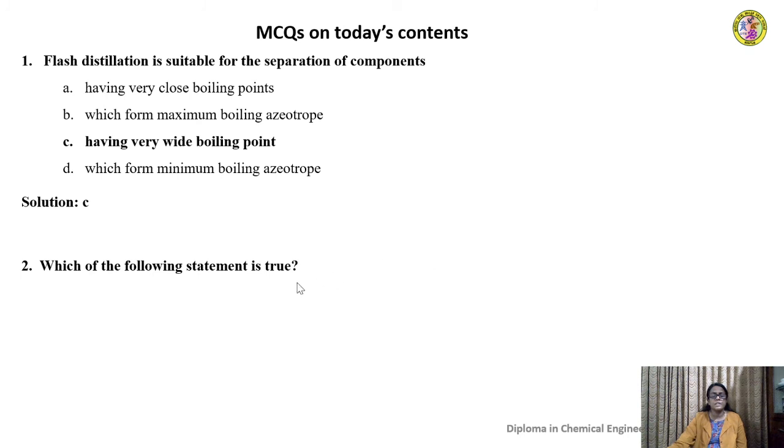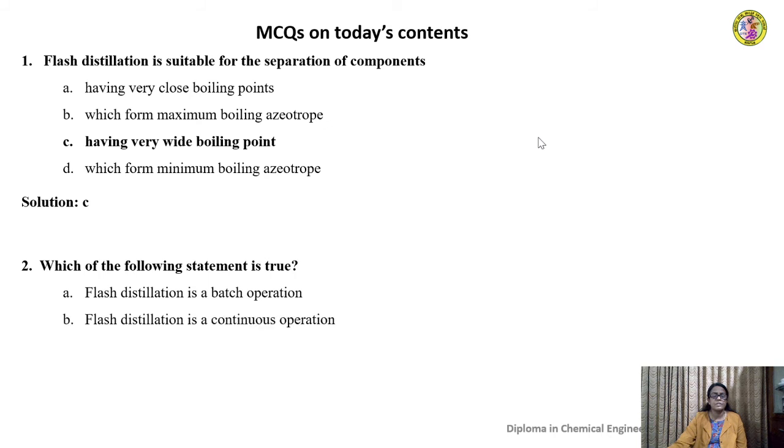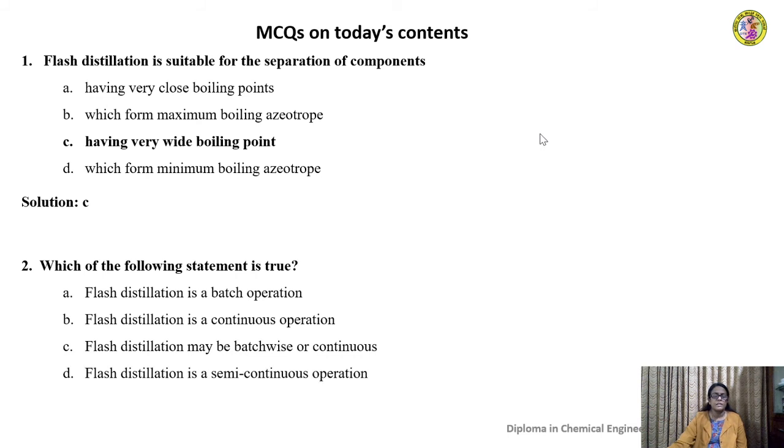Which of the following statements is true? Flash distillation is a batch operation. It is a continuous operation. It may be batch-wise or continuous. It is a semi-continuous operation. So flash distillation is a single stage operation but can be carried out either in a batch-wise fashion or in a continuous fashion. So option C is the right answer for this question.